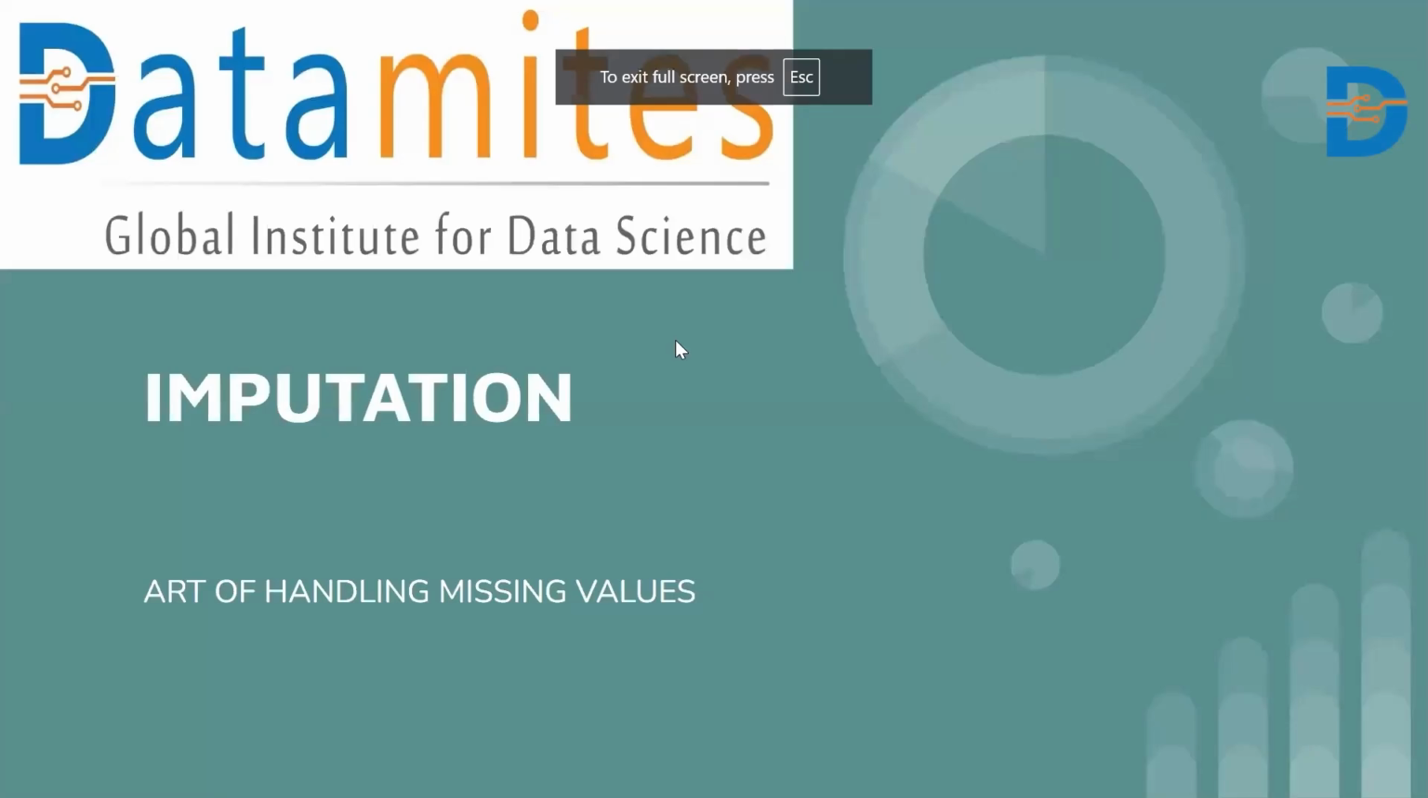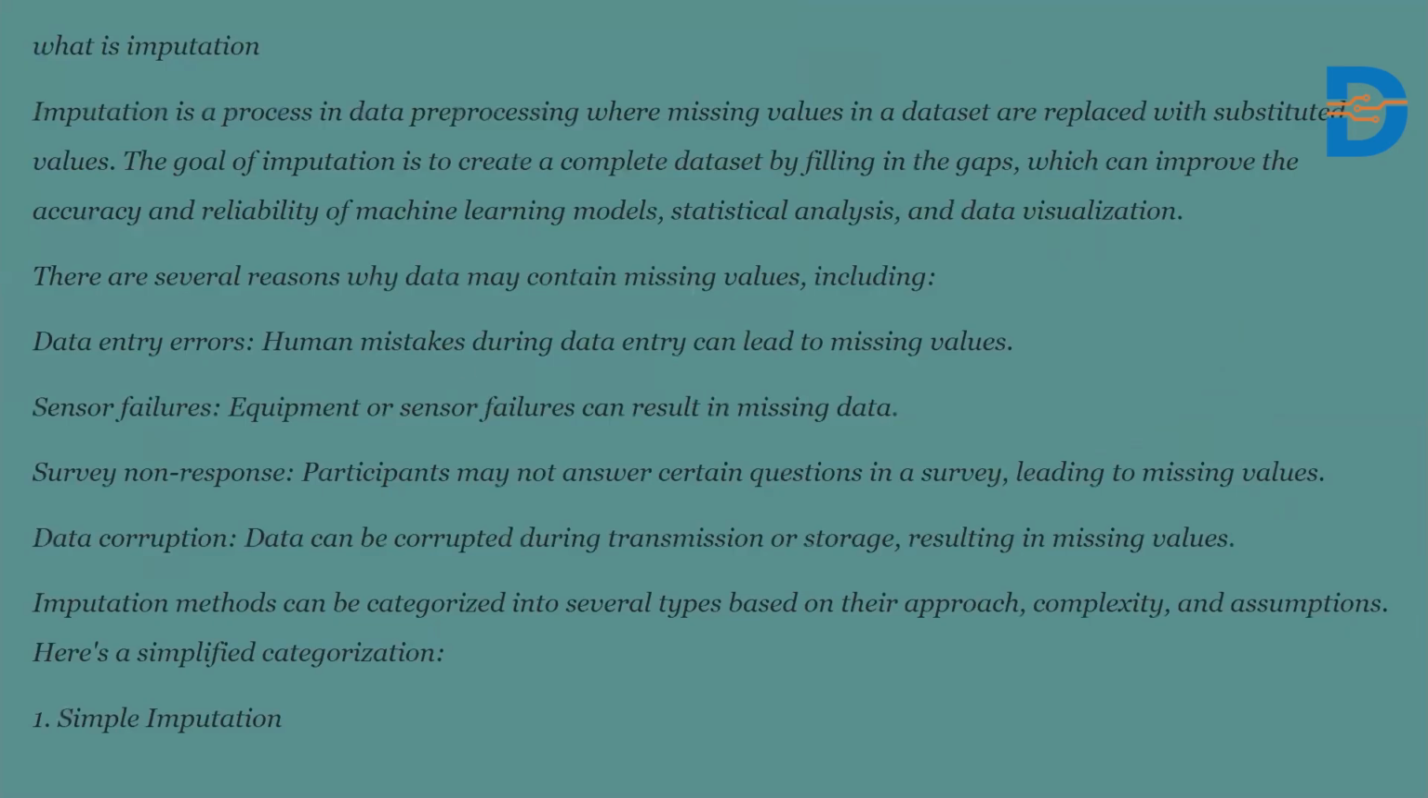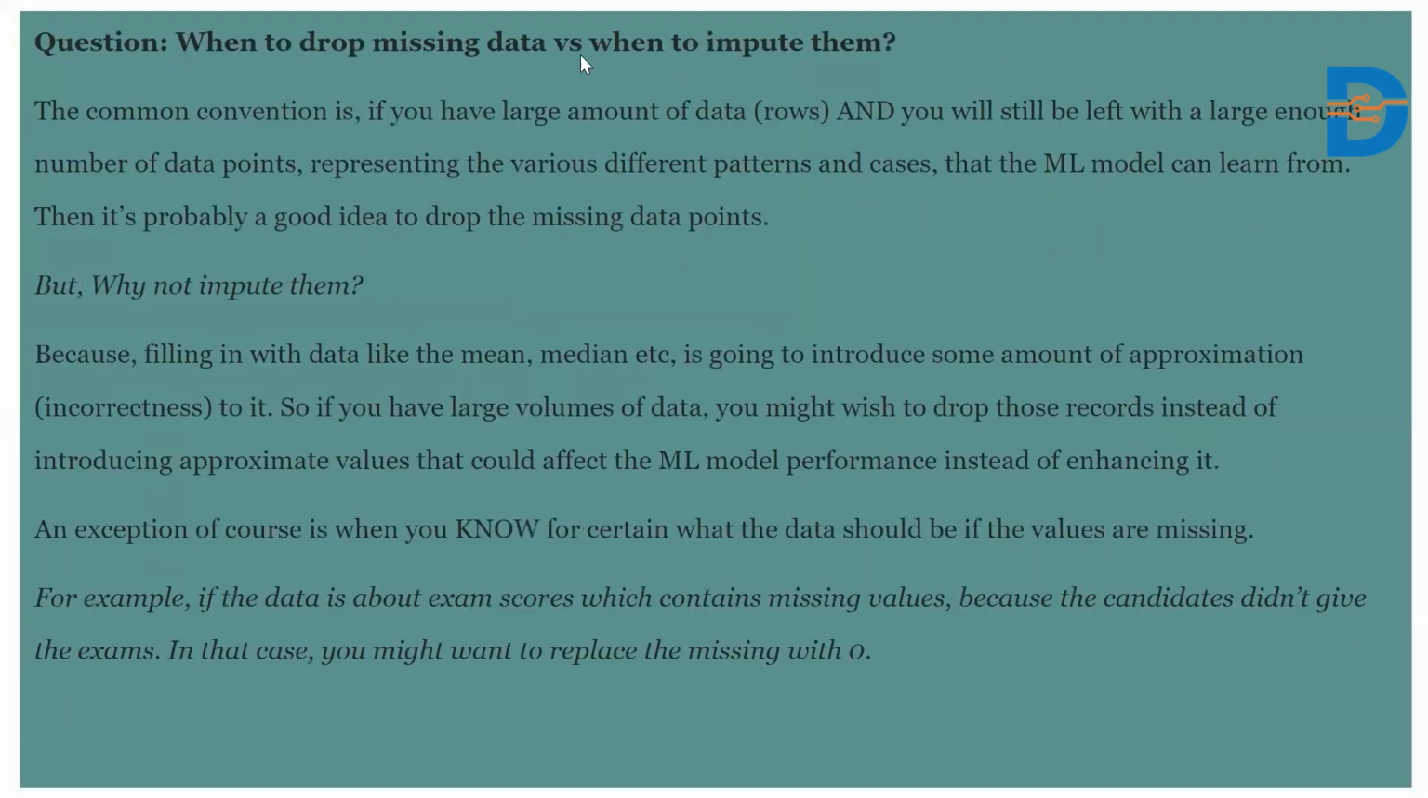So what is this imputation? Imputation is the art of handling missing values. So the first question: when to drop missing data, and when to impute it. What is imputing? Again, replacing it with a suitable value. It can be either mean, median, or mode. So when should I drop it? When should I replace it? That is the main question.